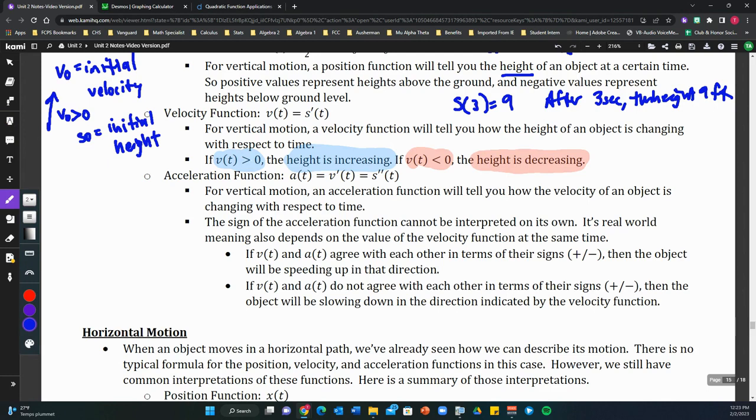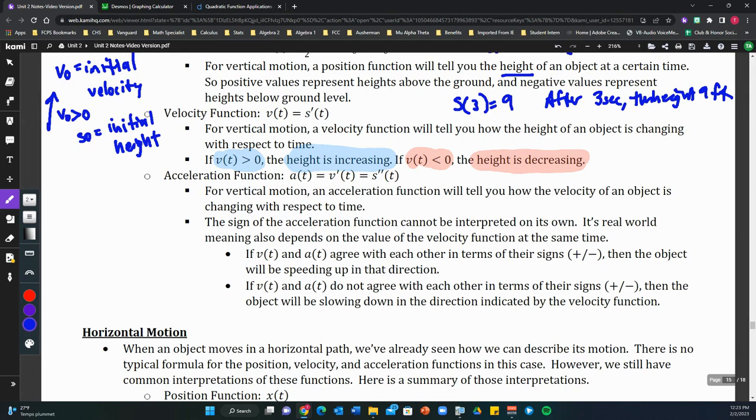So 3 different notations, all for the same quantity, the same equation. But interpreting it is really just, there's one way to do that. So for vertical motion, an acceleration function will tell you how the velocity of an object is changing with respect to time. And this part can be confusing because acceleration and velocity are both vectors. So we have to take into account the sign or the direction for each of them. So this is explained down here, but it is kind of tricky.